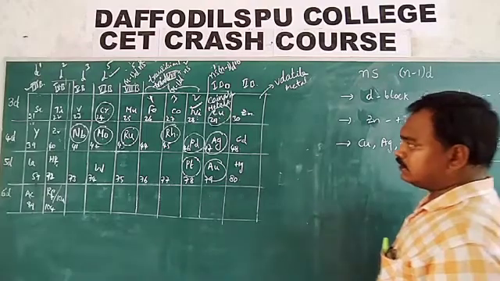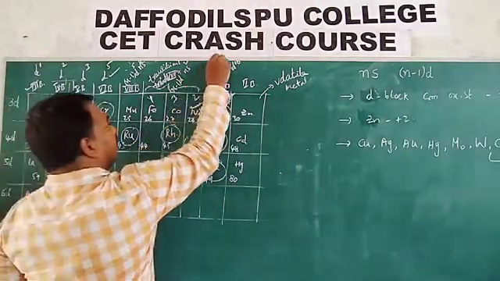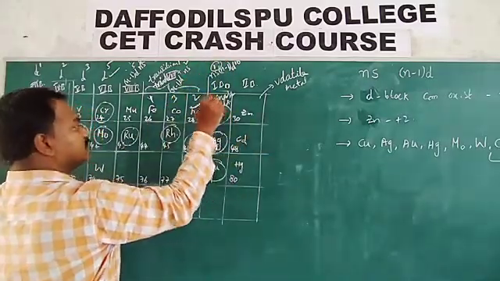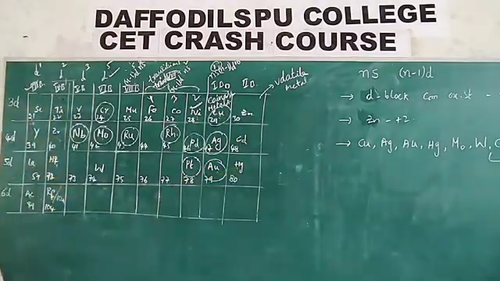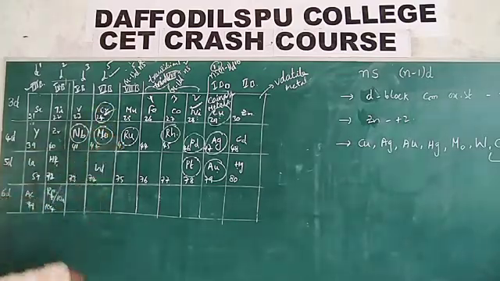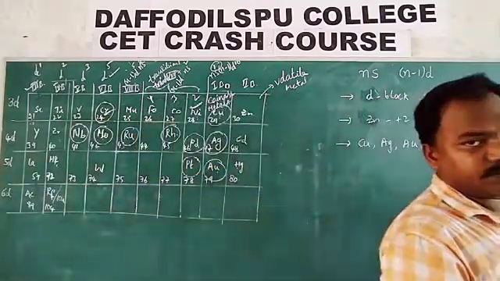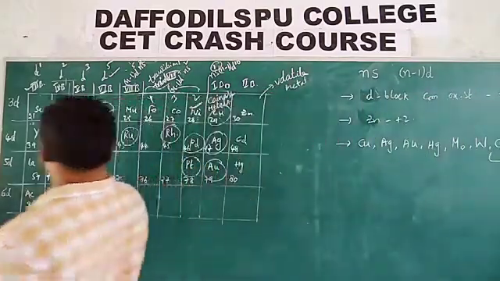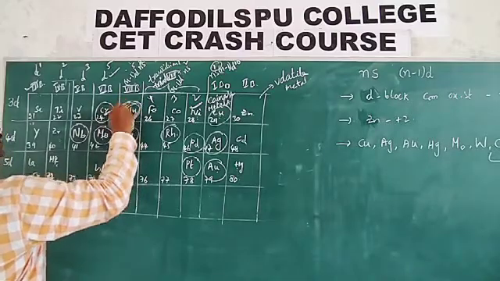Look at where these elements are present in the periodic table. Copper's outer electronic configuration is ns1, so it shows the +1 oxidation state, as do copper, silver, gold, mercury, molybdenum, chromium. All these elements show +1 oxidation states. In the 3d series elements, the highest oxidation state is exhibited by manganese.